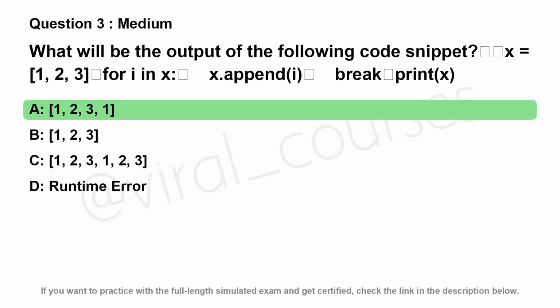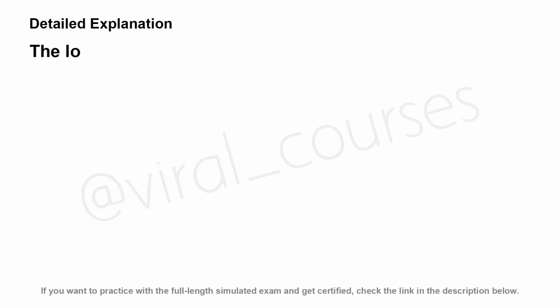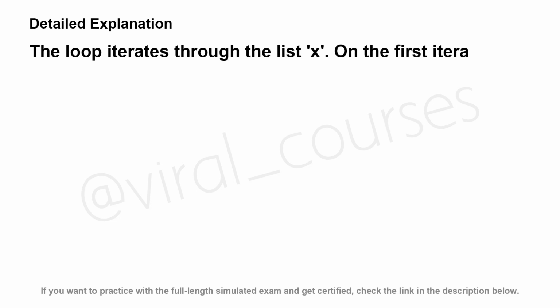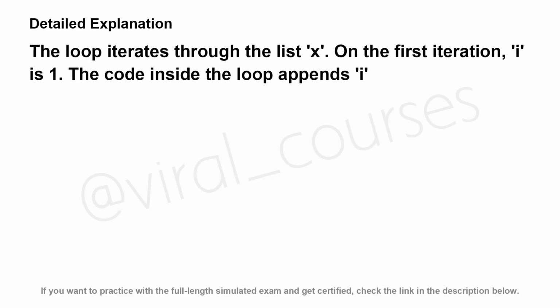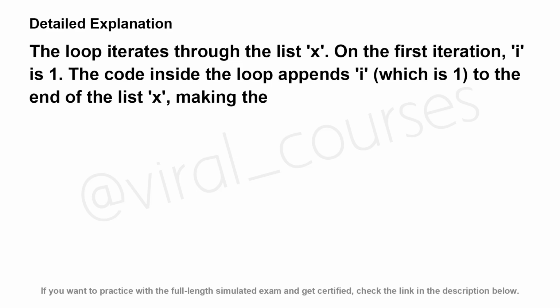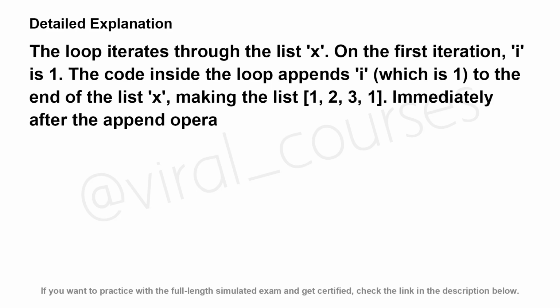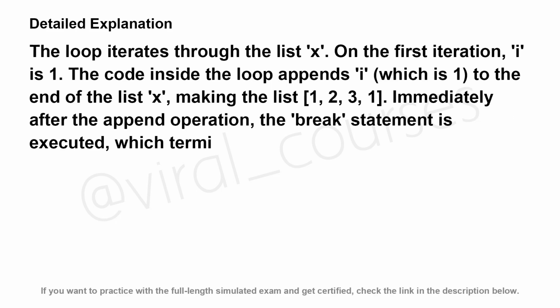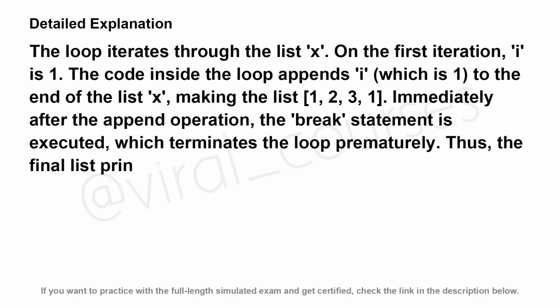The correct answer is A. The loop iterates through the list x. On the first iteration, i is 1. The code inside the loop appends i, which is 1, to the end of the list x, making the list [1, 2, 3, 1]. Immediately after the append operation, the break statement is executed, which terminates the loop prematurely. Thus, the final list printed is [1, 2, 3, 1].